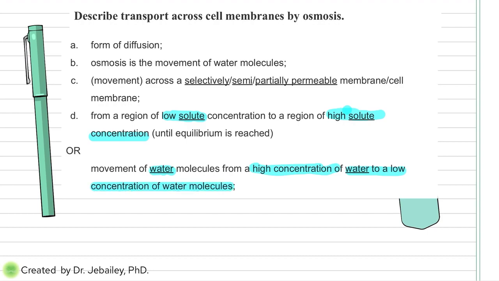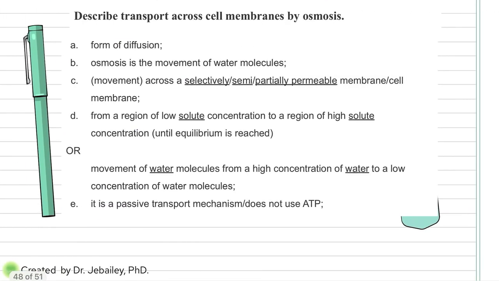So be careful. Are you describing the solute or are you describing the water? Because if it's water, it's high to low. If it's solute, it's low to high. So you got to be very careful in describing this. So you can see that it's very easy. And there's one more thing. What is osmosis? It's passive. And it does not need energy. So this is a very easy one.